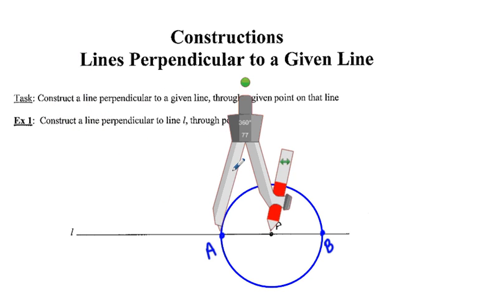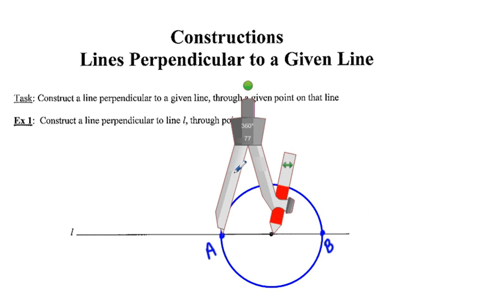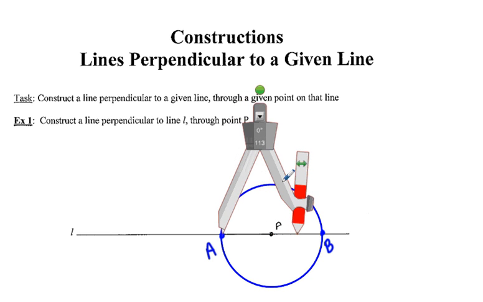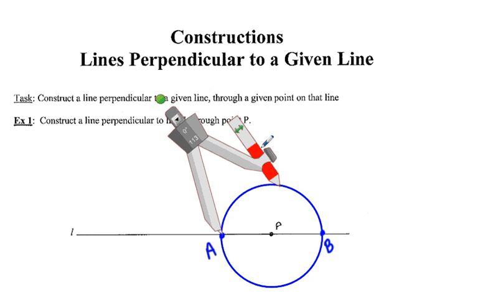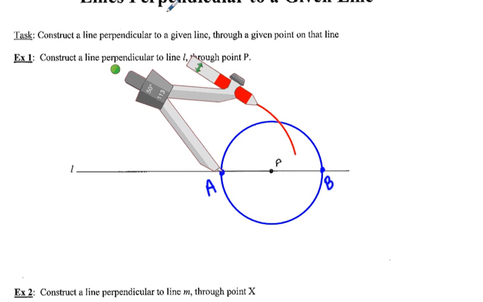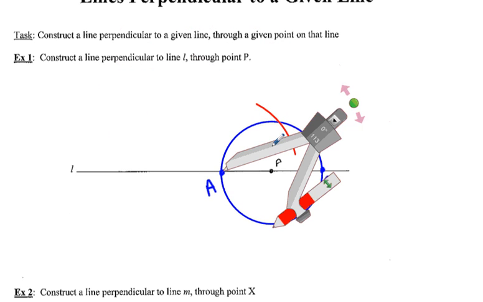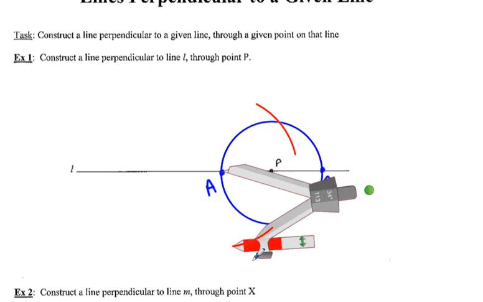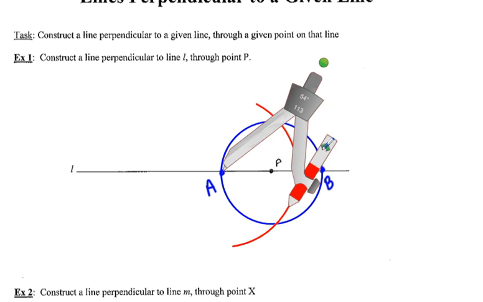In order to do that, I'm going to put the point of my compass at point A. I'm going to stretch my compass out so that it's a little bit more than 1/2 the length of line segment AB. I'll use my compass to draw an arc up here above point P, and using the same compass setting, draw a second arc down here beneath the line segment.